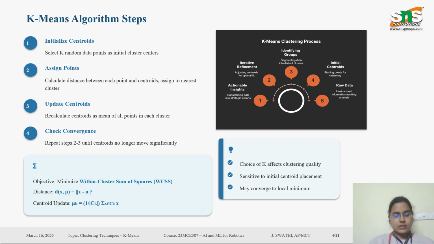Then it assigns the points: it calculates the distance between each point and the centroids and assigns each point to the nearest cluster. Then it updates the centroids: once the groups are formed, it calculates the centroids as the mean of all the points in each cluster. Next is checking for convergence: it repeats steps 2 and 3 until the centroids no longer move significantly. The main objective is to minimize the distance within the clusters, and here we have the distance calculation and the centroid update calculation.